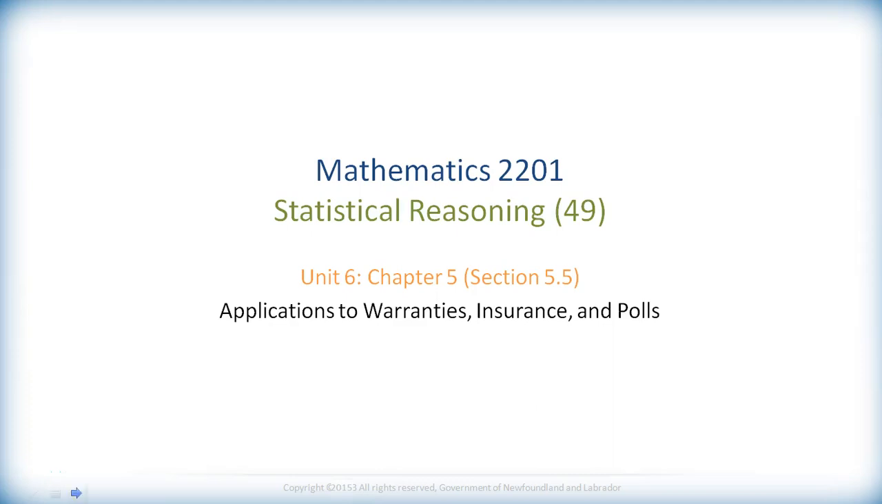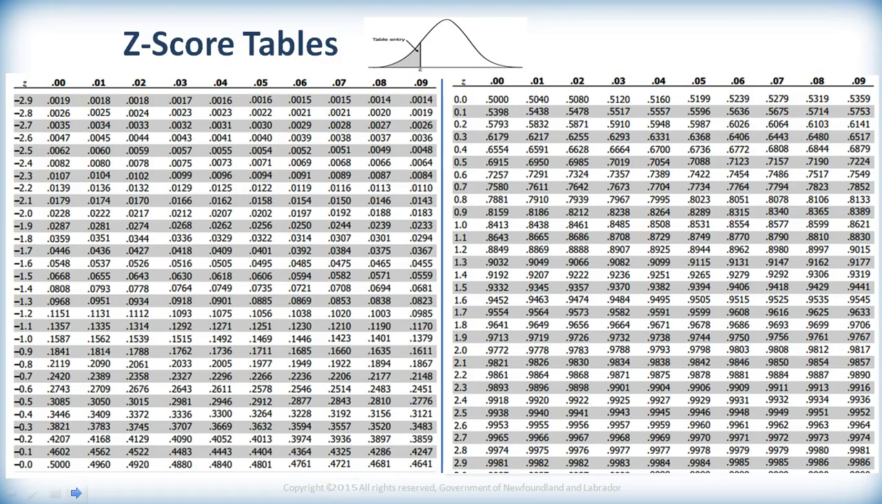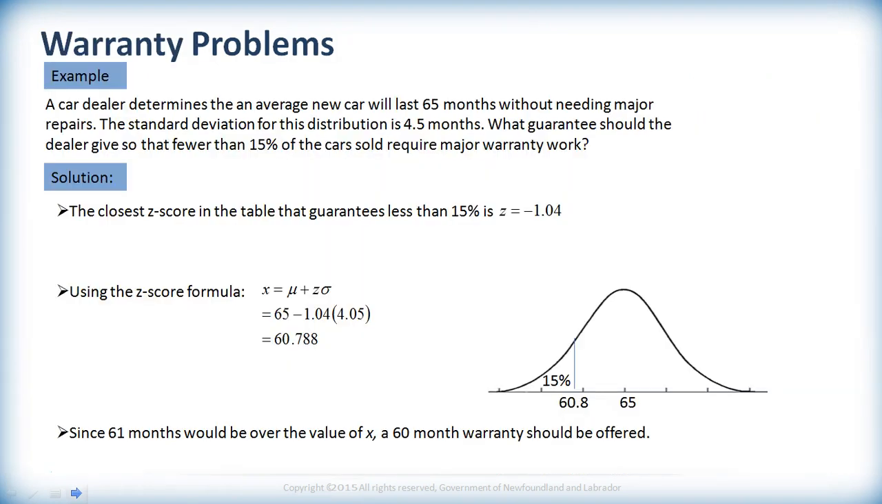Okay, folks, we're going to do some more Z-score problems now, but we're going to do ones that are specifically applications to warranties, insurance, and maybe some polls, maybe not. We'll see when we get there, maybe in the next part. But warranty and insurance problems are what we're going to focus on here to start with. And remember, we have to keep our Z-score table handy at all times, and we have to remember how to read all of that. So let's take a look at what a warranty problem is about.